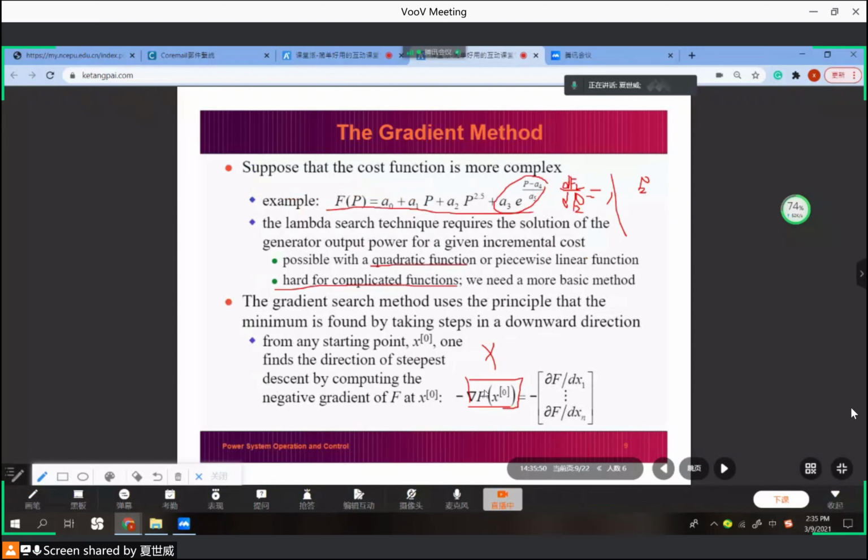That means if you want to solve f(x) equals 0 and you have to find x, just use x(k+1) equals x(k) minus alpha times the first order derivative of f.